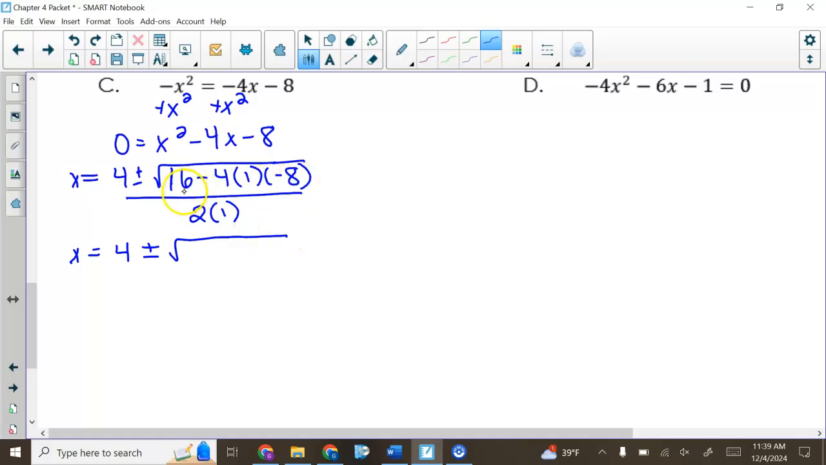All right, so under the radical, we have a 16. And then remember, we have a negative times a negative. That's going to turn it to a positive. So 4 times 8, 32.